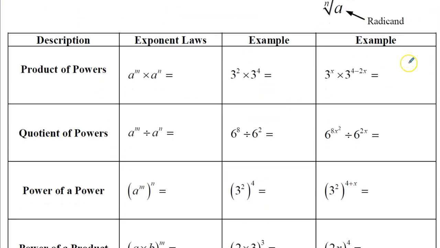Product of powers. So the first exponent law, if you're multiplying two powers with the same base, then we add the exponents, m plus n. So it'll be 3 to the 2 plus 4, or 3 to the 6. So it'll be 3 to the x plus 4 minus 2x. So it's going to be x minus 2x will be 3 to the negative x plus 4, or 3 to the 4 minus x.